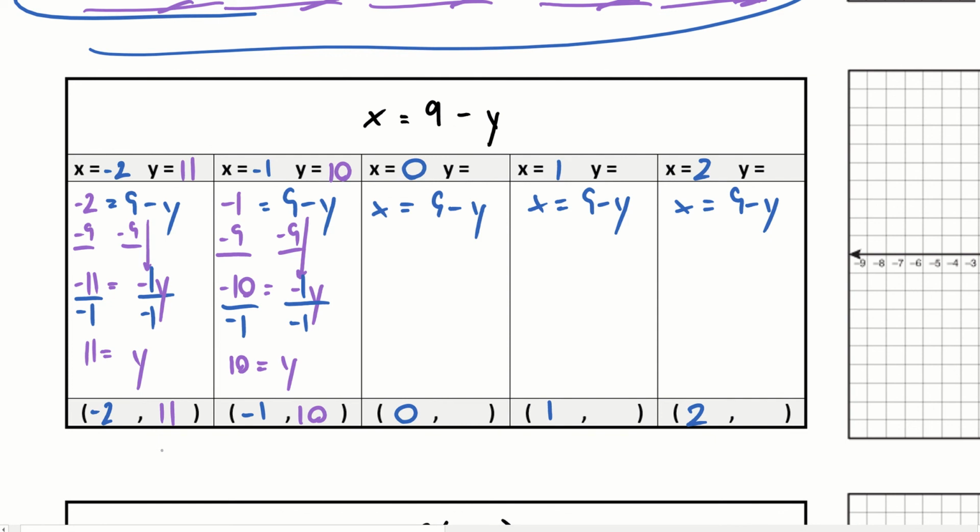Is there a pattern? We went from 11 to 10. Maybe you could predict the next numbers in the range. Pause the video now, and please calculate.